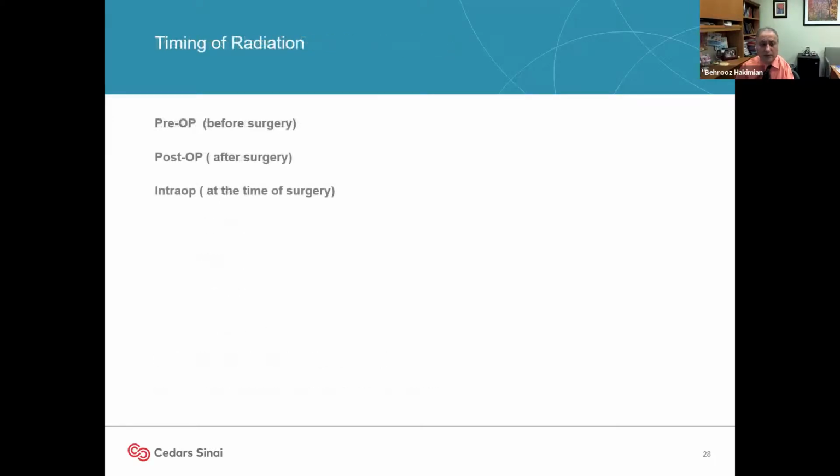Now, how about the timing of radiation treatment? What's the best way of doing it? We can do it preoperatively, we can do it postoperatively, or we can do it intraoperatively. The advantage of preoperative radiation before surgery is that we give a lower dose of radiation treatment, and we have a tumor that we can see. So we can actually visualize where the tumor is. We can give margins, whether it's 3.5 centimeters around that, and then we can do the radiation.